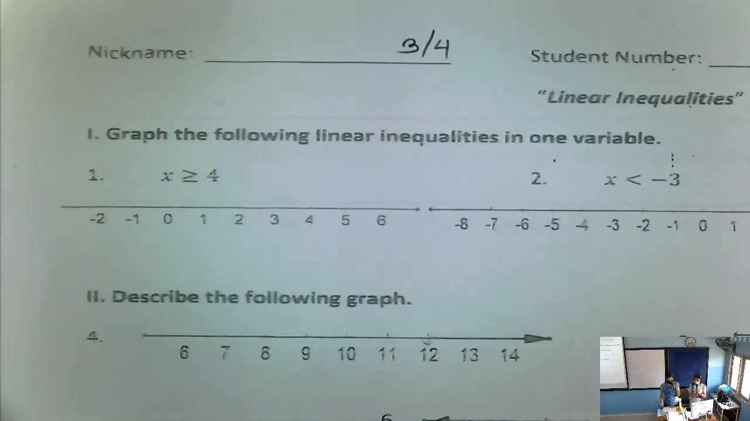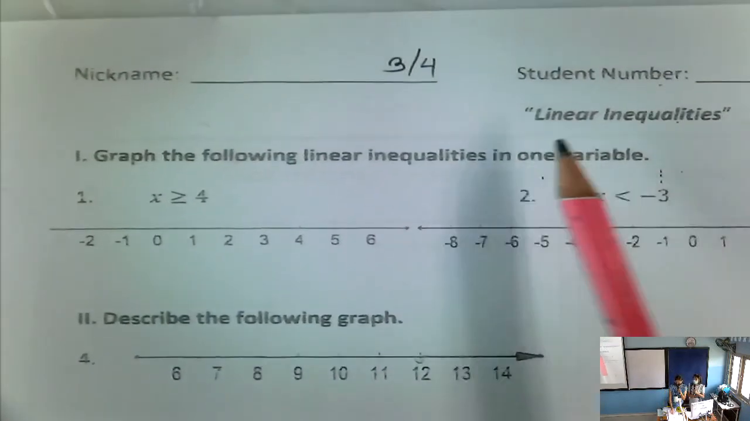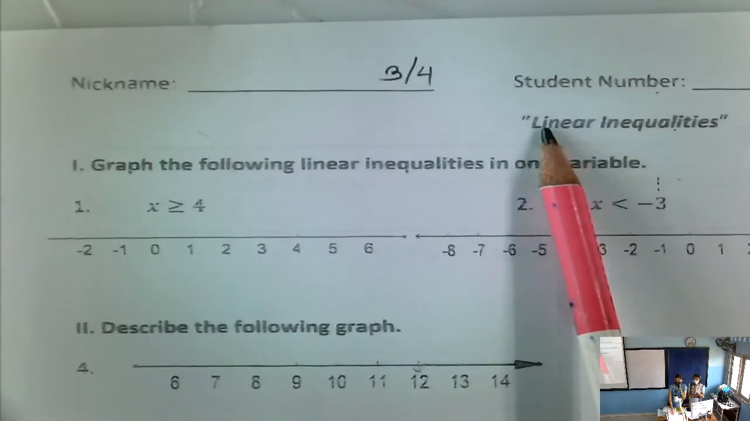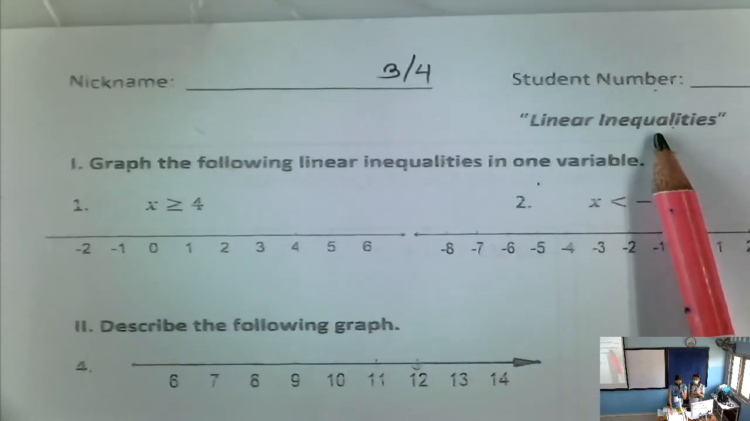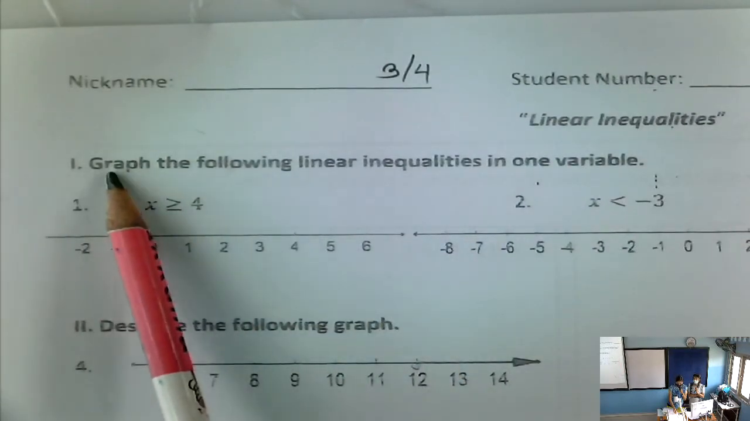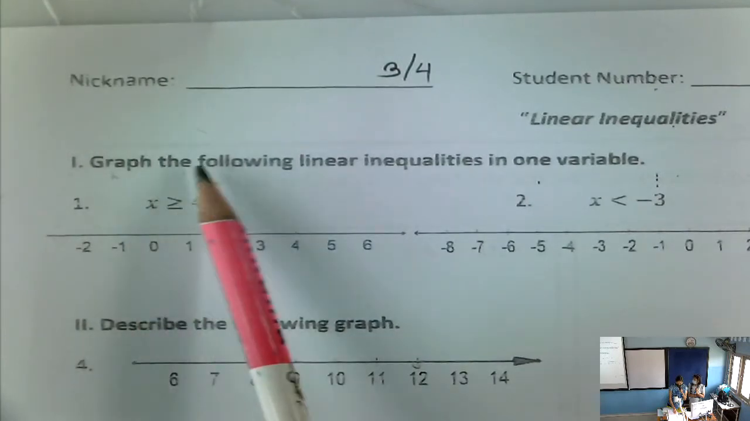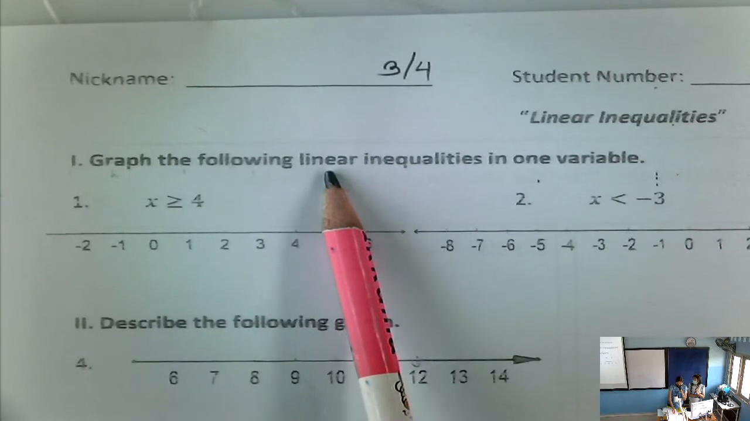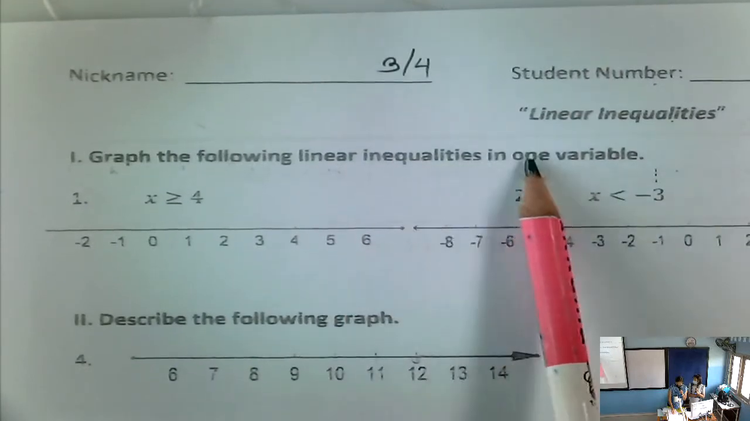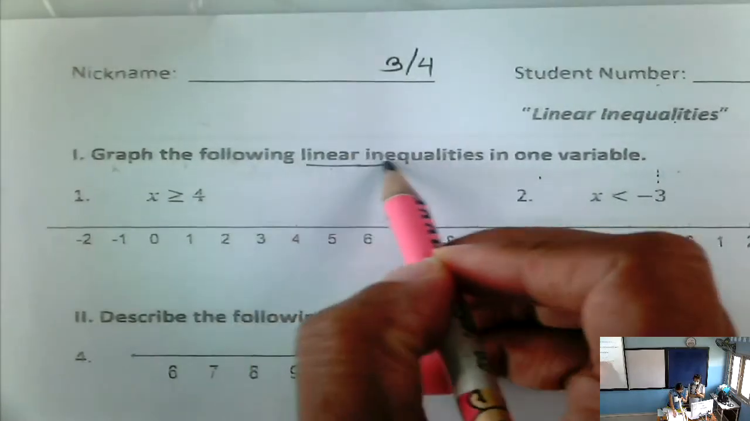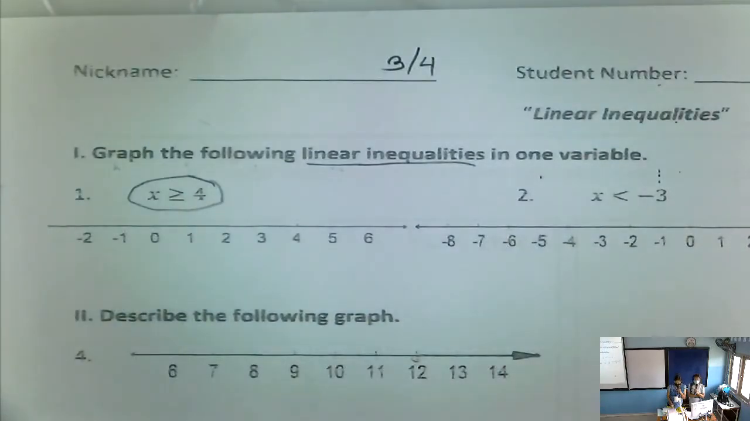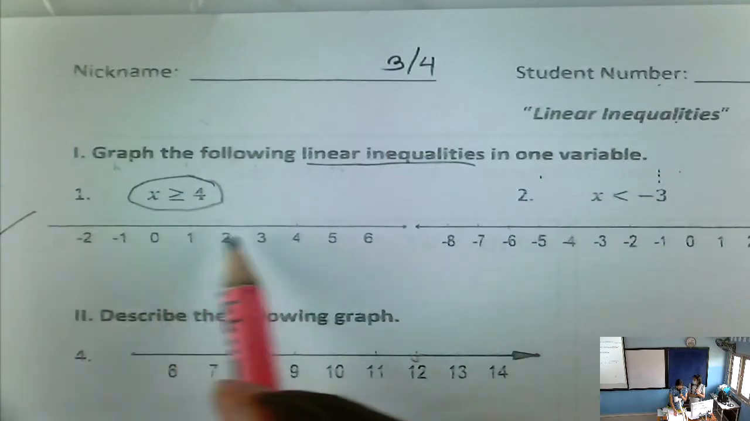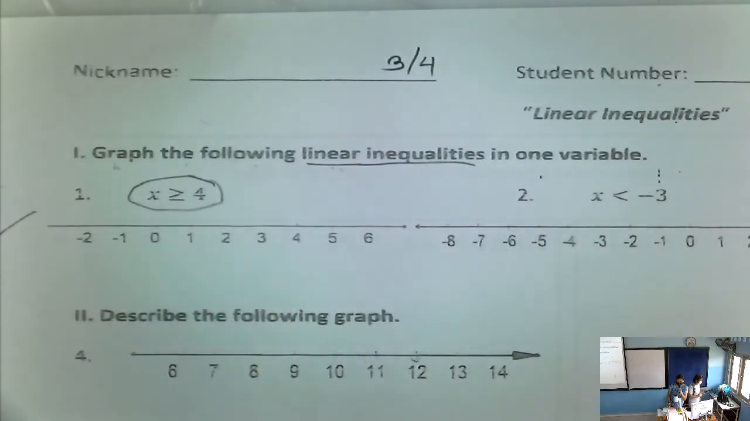Okay, let us read number one. The topic is linear inequalities. What is the topic? Read. Linear inequalities. Okay. Read number one questions. Graph the following linear inequalities in one variable. So the linear inequalities is shown like this, in all 1, 2, and 3 questions. And this is your graph, the number line. We have to show your inequalities in this number line and graph it.